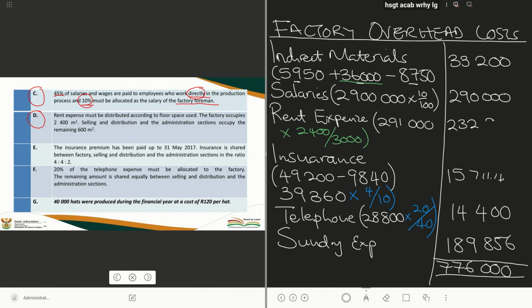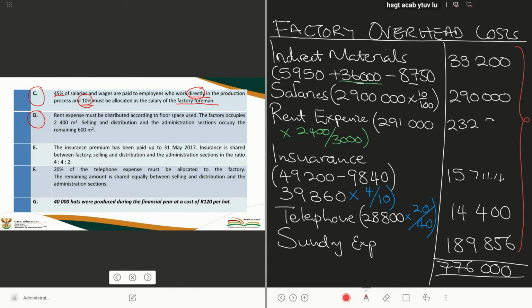All right? So we added all these ones, and we have a total of 776,000. Now, I want us to continue. When we have this now, where do we take it? Definitely, we will take it to our production cost statement. Let's come now to our production cost statement.